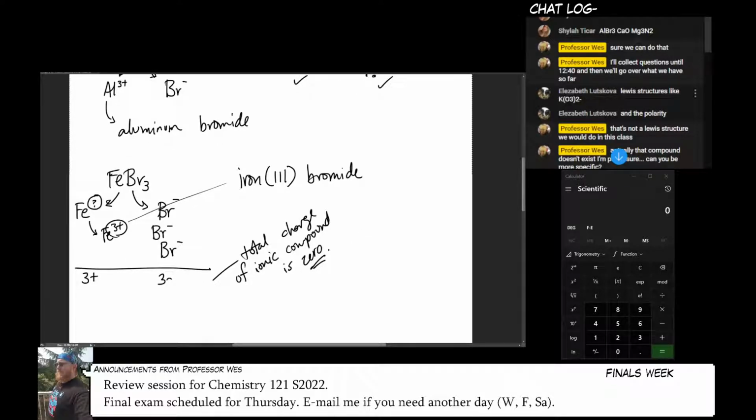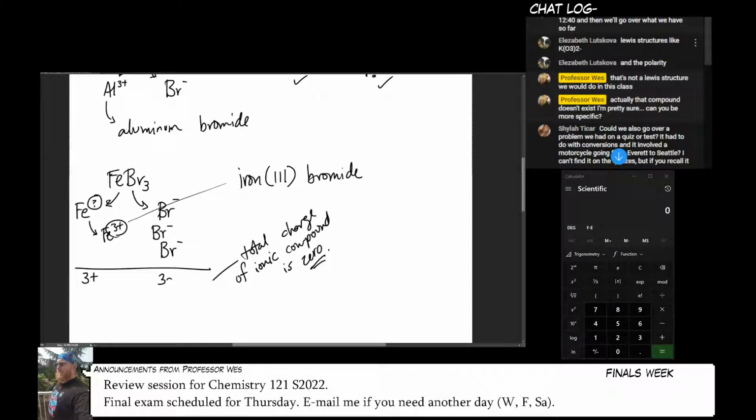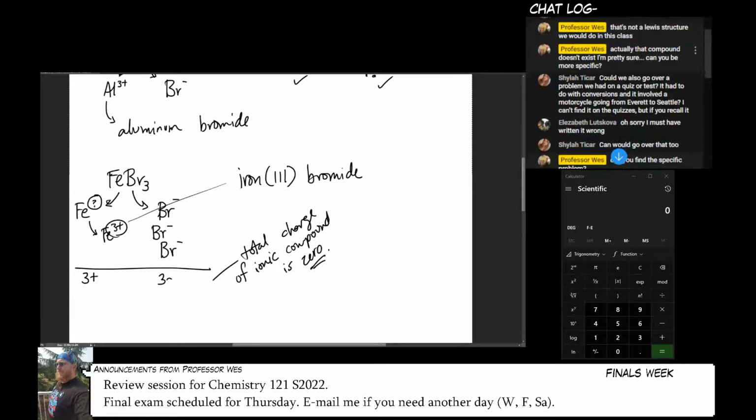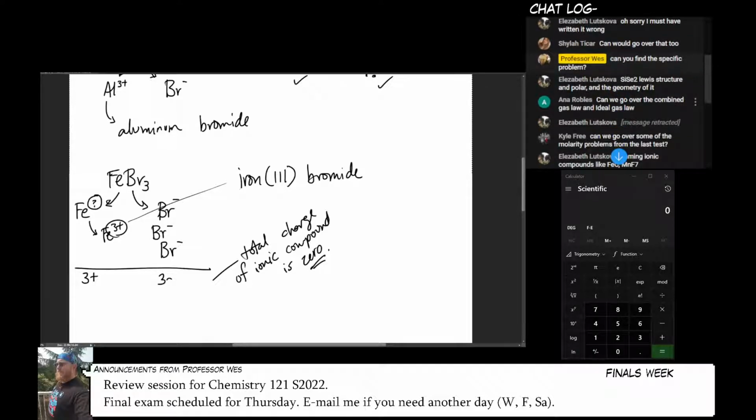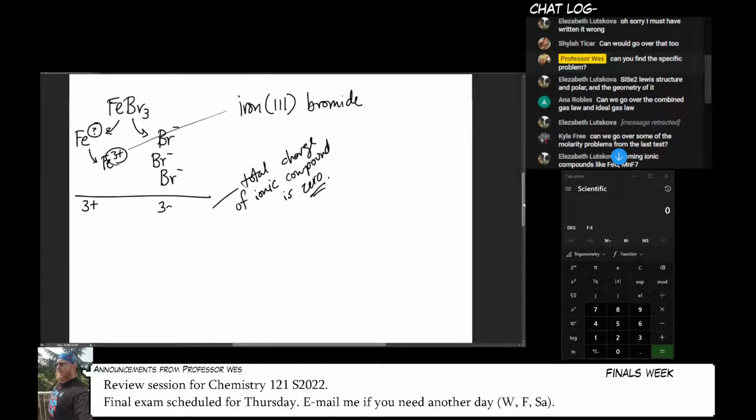All right, let's see here. This wasn't a Lewis structure, so we couldn't do that. Let's see here. Yeah, here we go. So for this problem, we'll draw the Lewis structure of silicon diselenide.